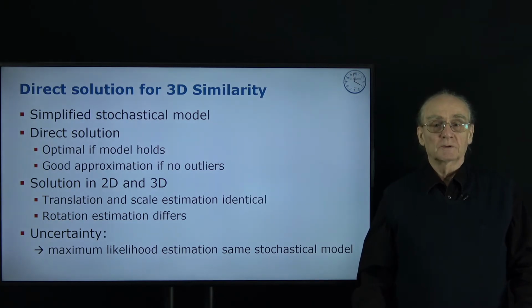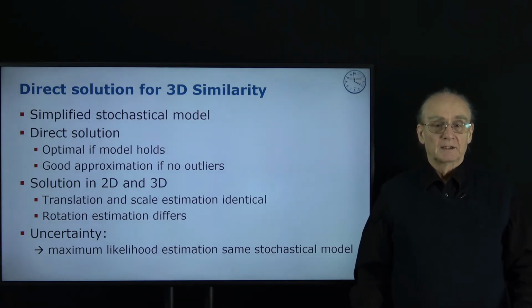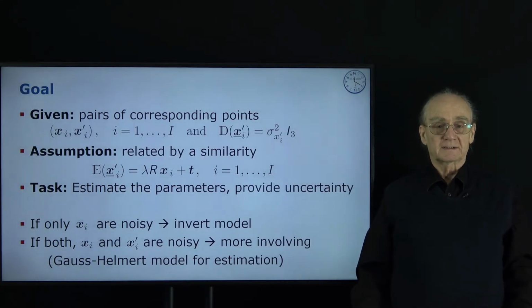We will show the solution for 2D and 3D similarities. There we see that the translation and scale estimation is identical for both. The rotation estimators are a little bit different, and I will go into both of them. We will have a look at the uncertainty of the results later when we discuss the maximum likelihood estimation using the same stochastical model. So let's start with the goal.